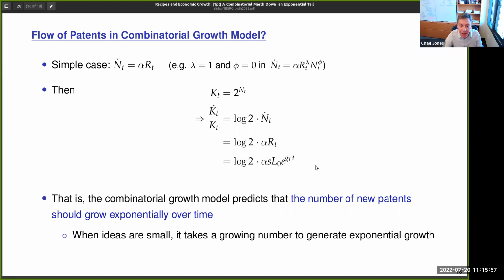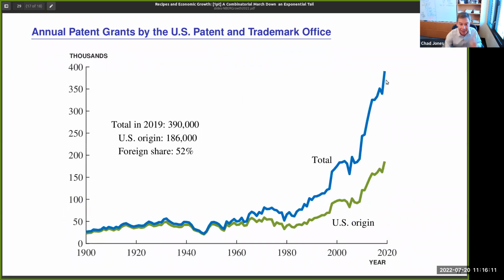Okay, and that's a nice difference in prediction. Kortum says the number of new ideas exceeding the frontier, the number of new patents should be stationary or constant. The combinatorial model says ideas are so small, the number of new ideas should be rising exponentially. What does it look like when we look at the patent data? Well, this looks a lot more like exponential growth rather than a constant.